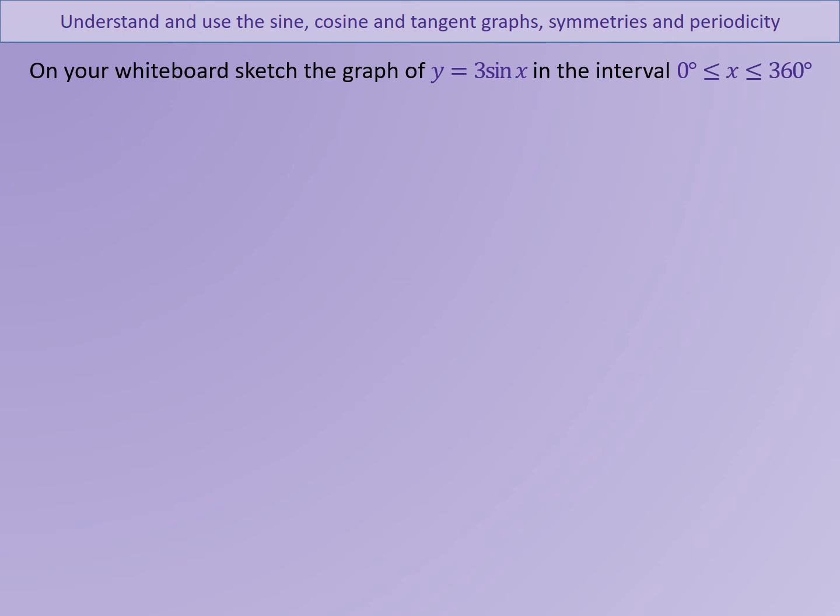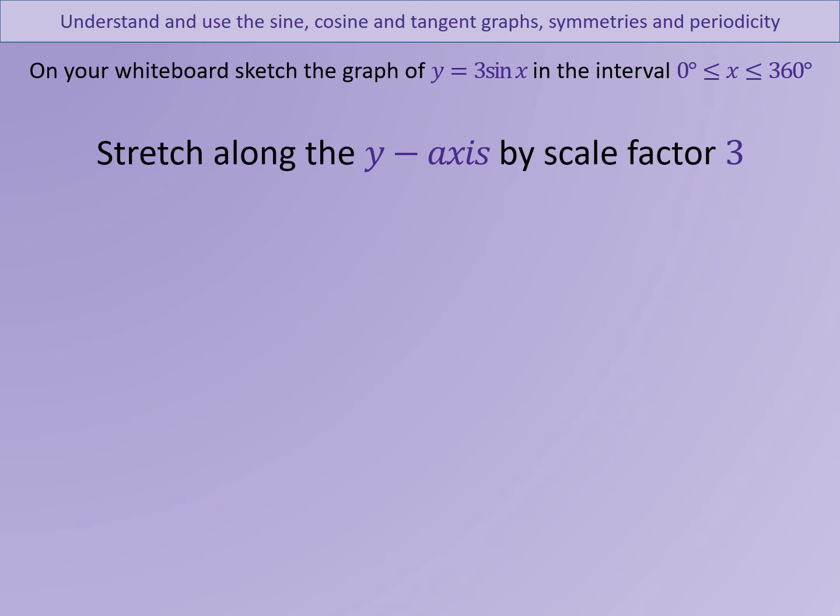So the first example that we're going to look at is this one. The requirement here is to sketch the graph of y equals 3 sine x in the interval from 0 to 360. And I'll say a couple of things about that before you have a go. The first of those points is the fact that we have that interval, because if we didn't have that interval, then of course we would not know how far or how large to draw this curve as it goes on forever in both directions. So the interval of 0 to 360 is important.